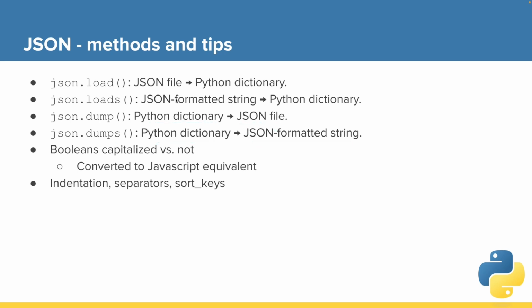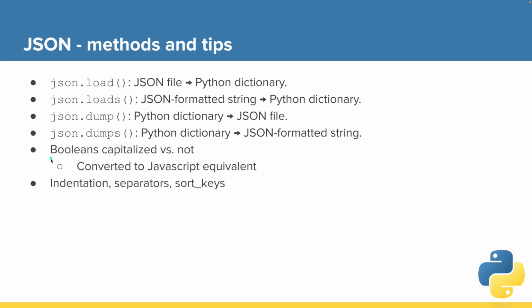The way that I remember this is if load or loads or dump or dumps has an S at the end, think string. So load string, or dump string. And if it does not have an S, then don't think string. It'd be some file or file-like object that we're either loading from or dumping to. So these are the four methods.